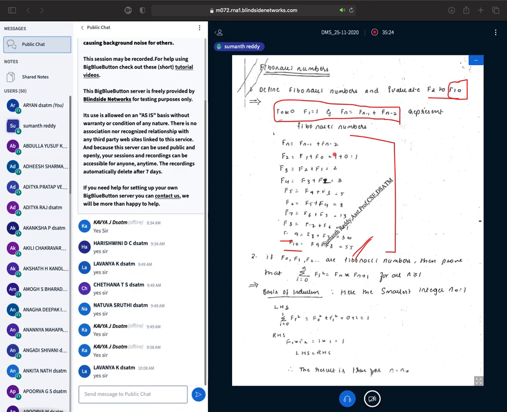As I have told you, if you have to evaluate from F2 to F10, F2 will be equal to, based on this formula, F2 minus 1, that is F1, plus F2 minus 2, that is F0, and F1, F0 is 1 and 0. I think based on this, you can easily calculate this, right? So there is nothing to explain here. Based on the definition of the Fibonacci number, you will be writing all these things, right?